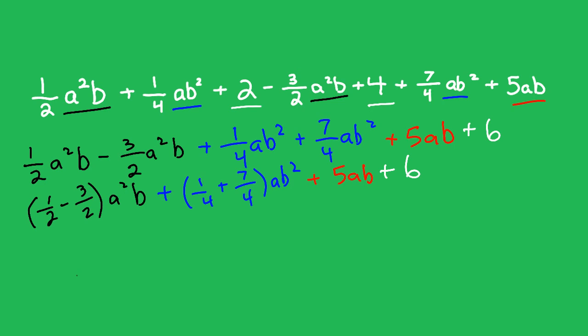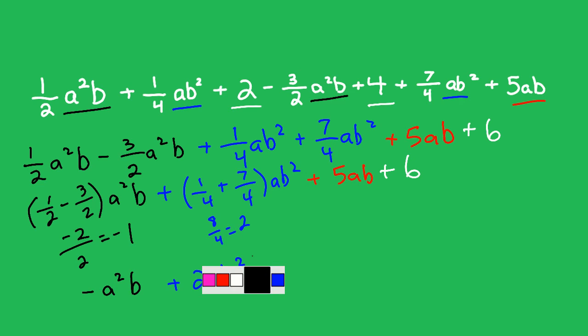Now we just add inside the parentheses, or subtract in this case. 1/2 minus 3/2, just take the numerators. 1 minus 3 is negative 2 over 2 equals negative 1. So that's the coefficient. Negative a squared b. Over here we have 1/4 plus 7/4 is 8/4, which is 2. So that's our coefficient there, plus 2ab squared. And then just rewrite this down here. 5ab plus 6. And that is our simplified expression. Let's do another one.